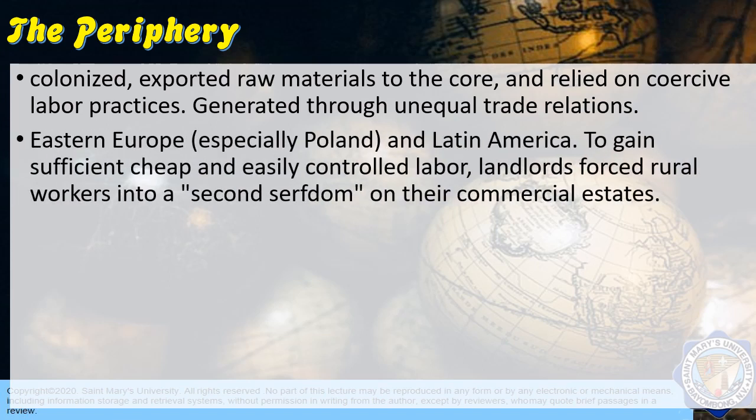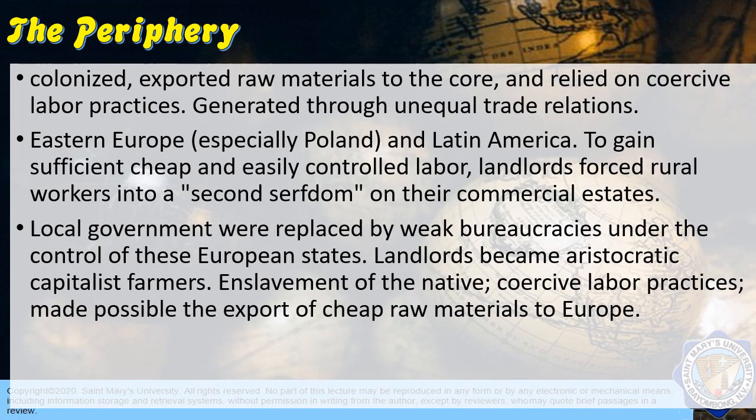Okay, so the peripheral areas were in Eastern Europe, especially in Poland, and even in Latin America, like, for example, in Mexico. So Mexico was also colonized by the Spanish, the same with the Philippines. And to gain sufficient cheap and easily controlled labor, landlords forced rural workers into a second serfdom on their commercial estates. So local governments were replaced by weak bureaucracies.